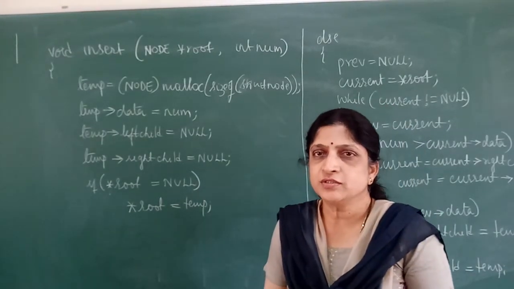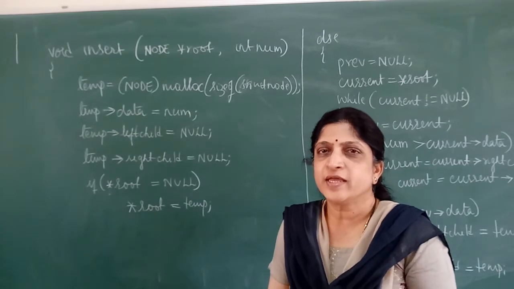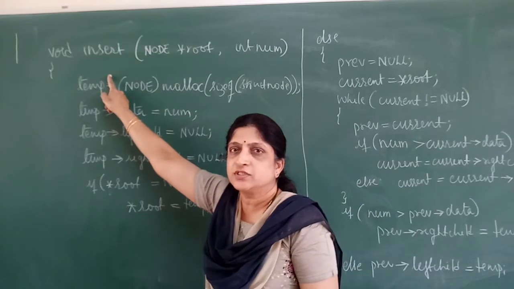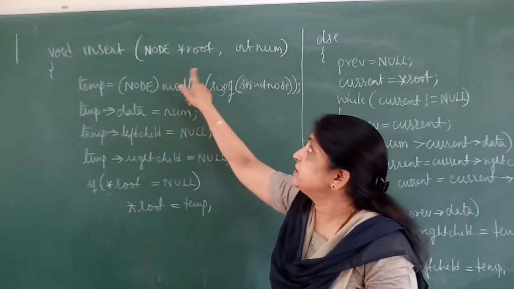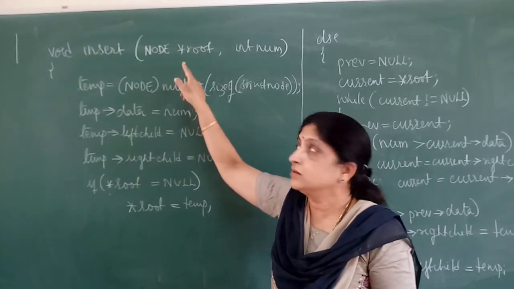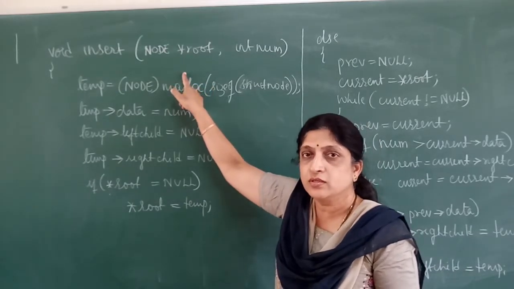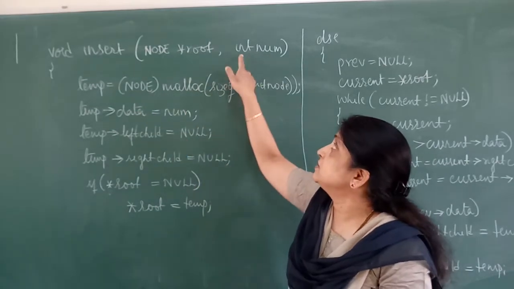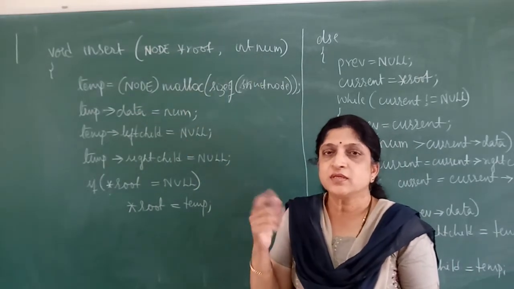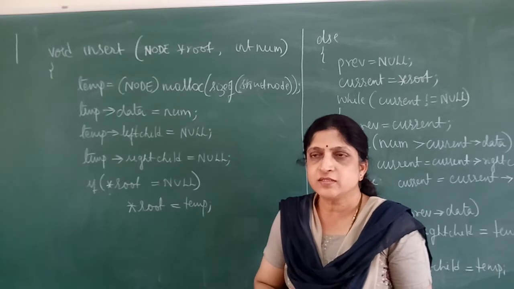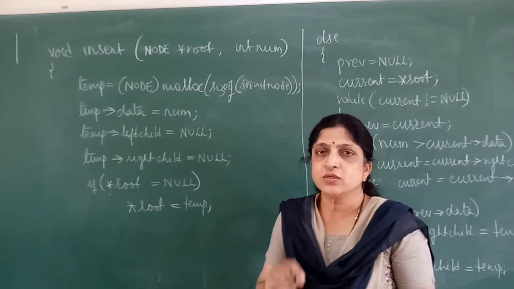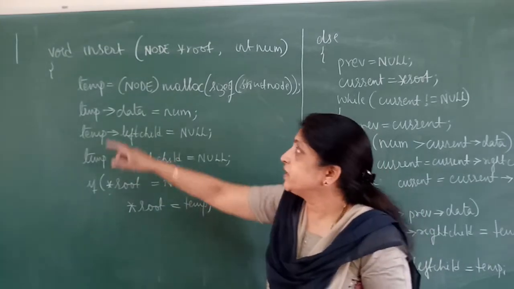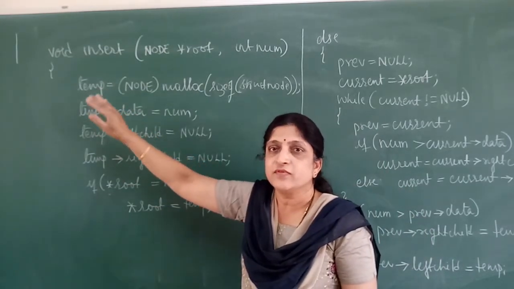Here we have the function to insert a node into the binary search tree. The function is insert. To this function we are passing two arguments. One is the pointer root to the tree into which we want to insert, and the other is the number we want to insert, or the key we want to insert in the binary search tree. Whenever we want to insert into a binary search tree, first of all we have to get the memory allocated. We are getting that done here. In C we use the malloc function.